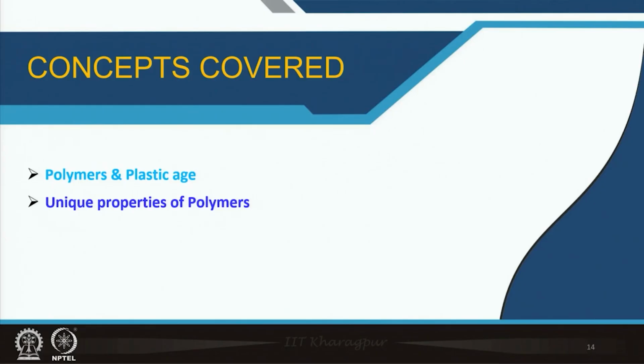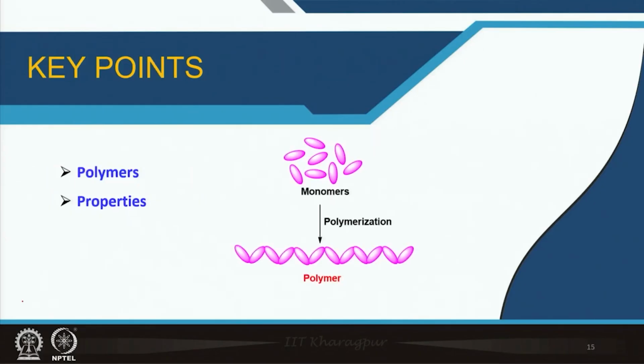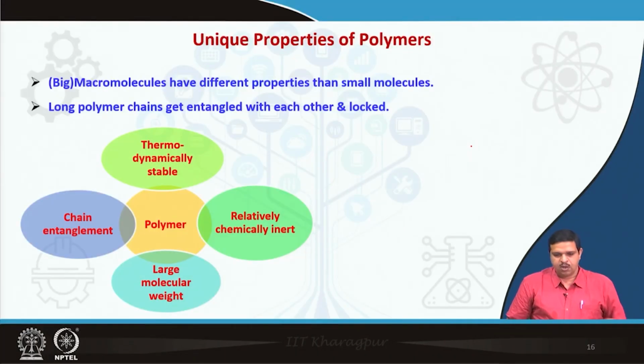As you see, you can assume this is a monomer, that is a small molecule, and these are the polymer, that is a big macromolecule, and we will try to understand how different the properties can be. Okay. So, let us see what are the basic differences in properties. So, this is a large view of the unique properties of the polymers.